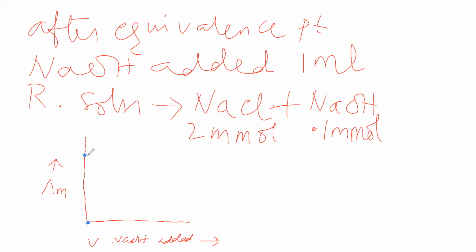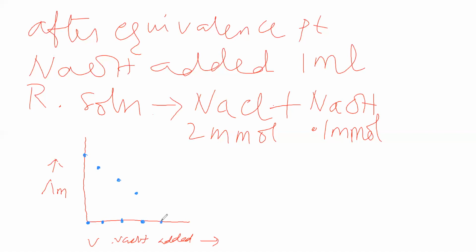We will start from the initial point. When the volume of sodium hydroxide added is 0, lambda m is this much. When the volume of sodium hydroxide added is this much, lambda m is getting reduced, therefore this much. Like this, we are getting the graph.